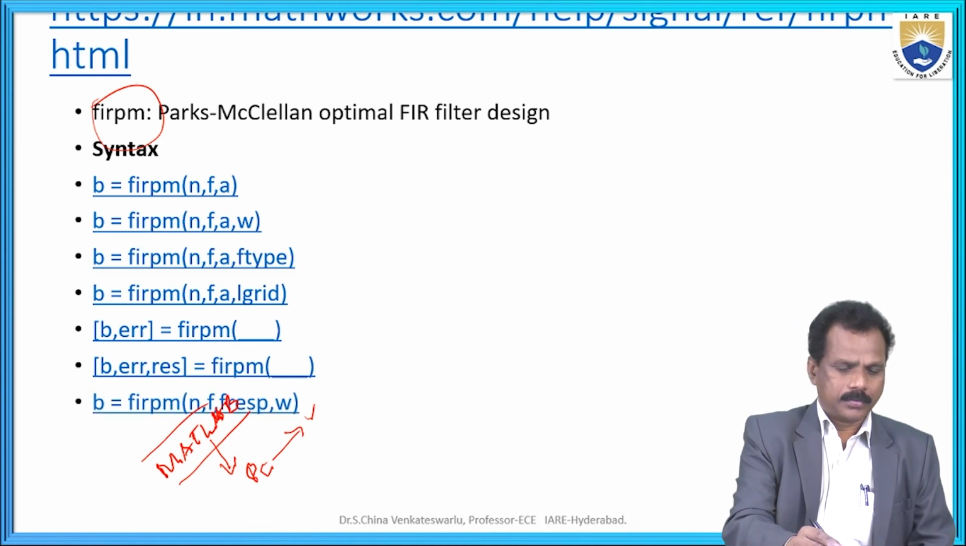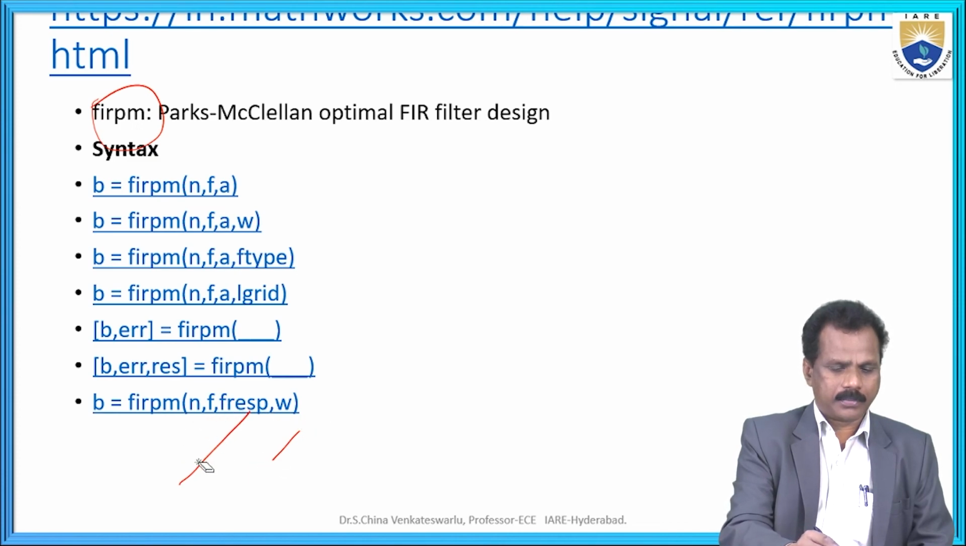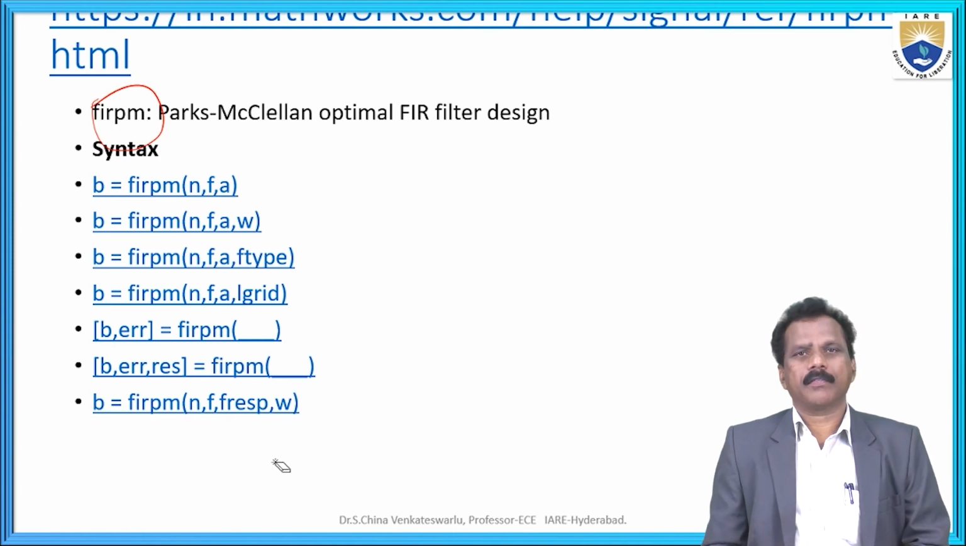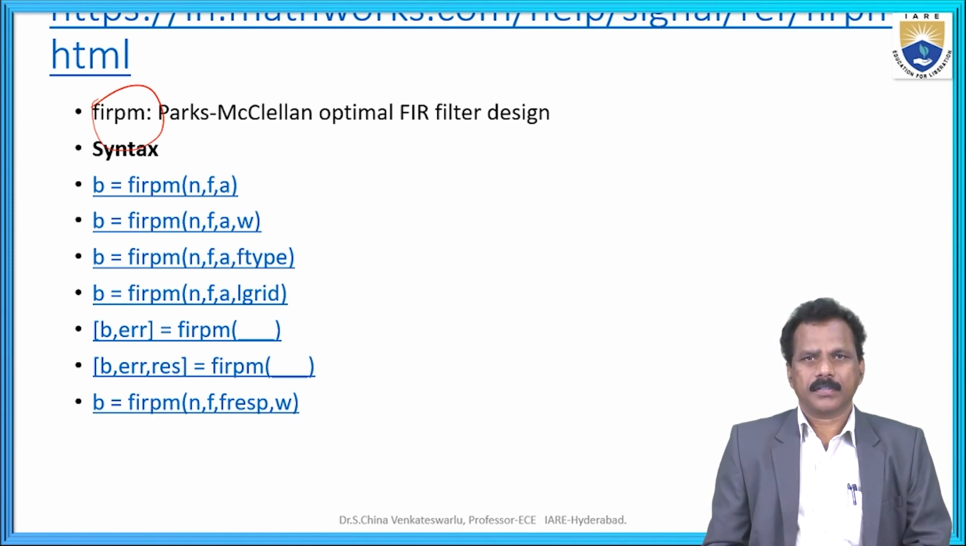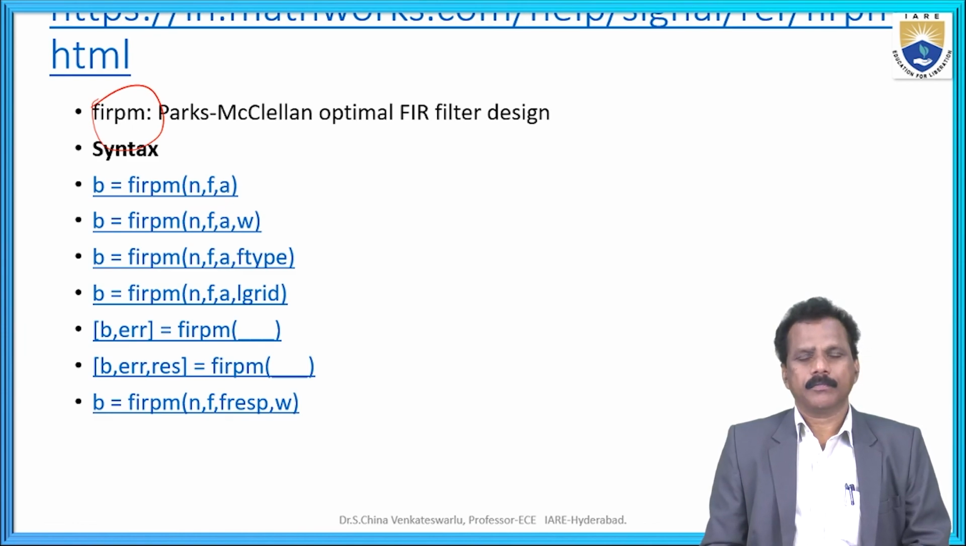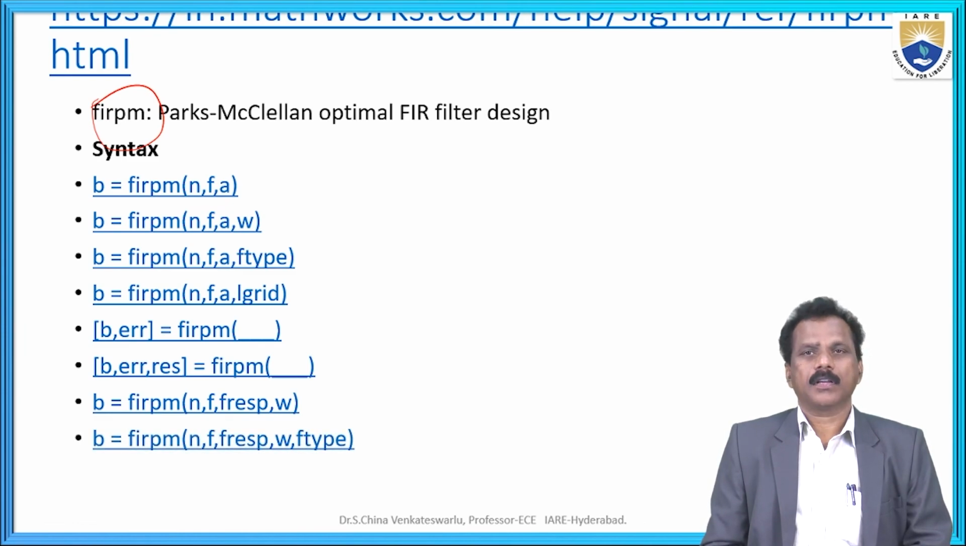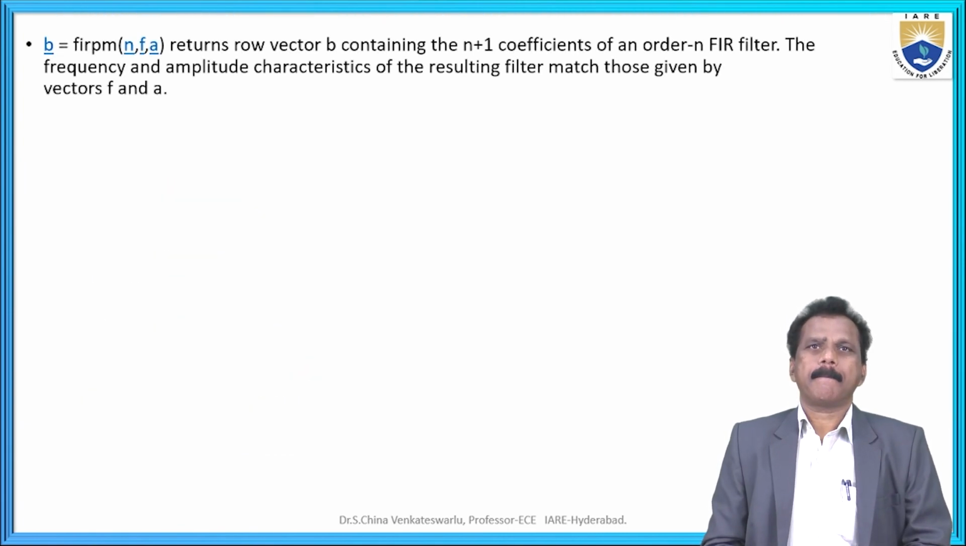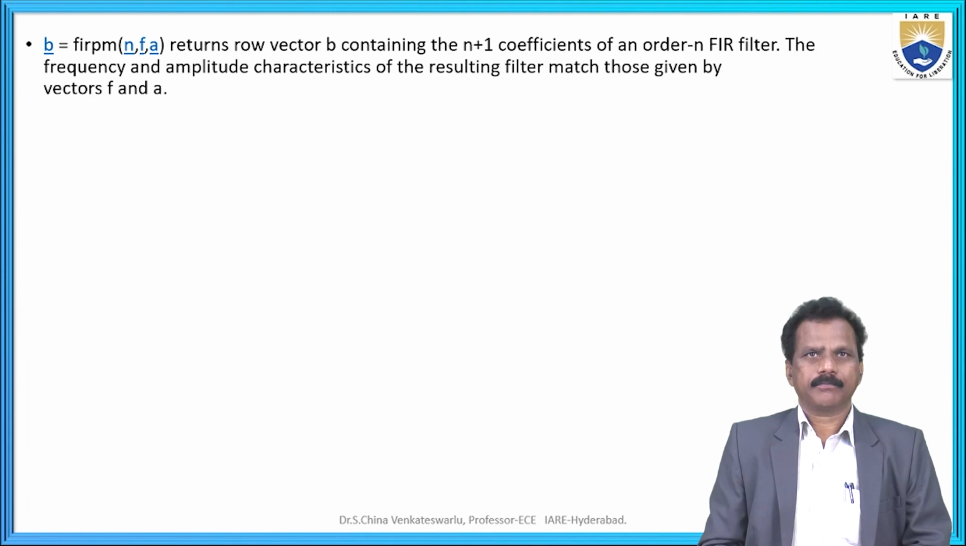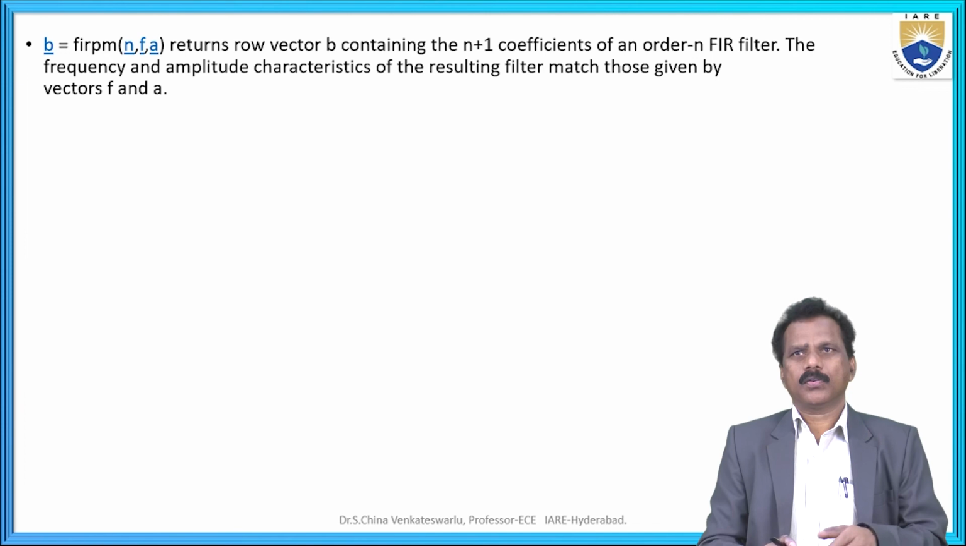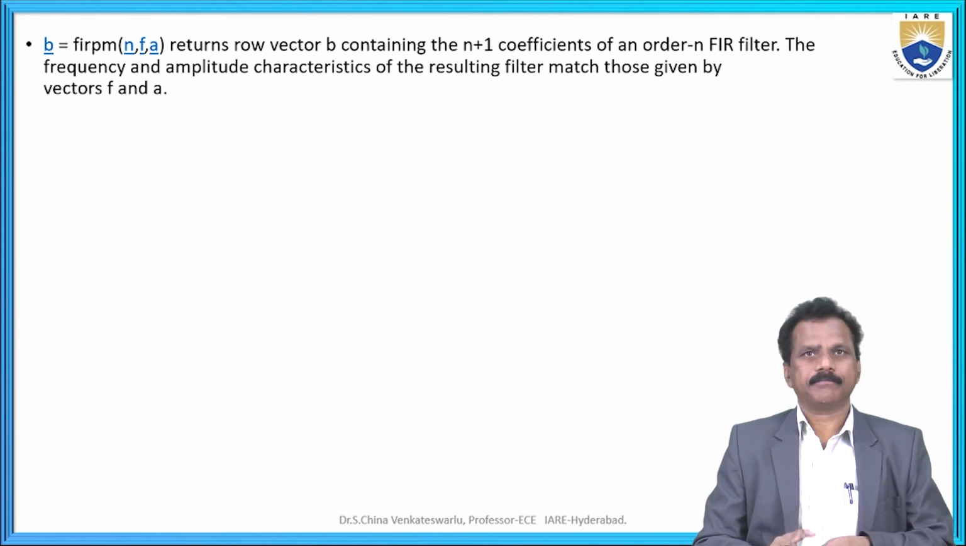So use this where b = firpm(n, f, ...) and so on. Go on writing that. If b is specified, the resulting vector b contains the n+1 coefficients of an order n non-recursive filter, like an FIR filter. The frequency and amplitude characteristics of the resulting filter match those given by the vectors f and a.